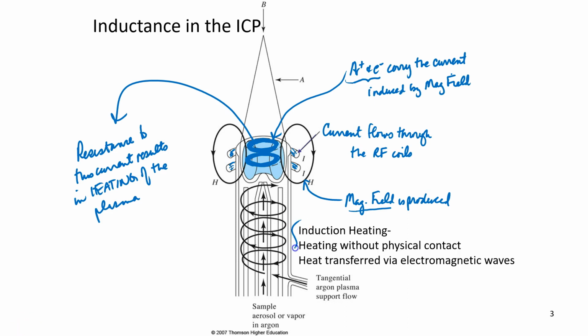Here's another definition that maybe I'll let you read about induction heating. Yes, it is heating without physical contact or heat being transferred through electromagnetic waves. I think those are also nice ways to think about it. But again, in this slide, I hope you got the process. Current flowed through that RF coil. A magnetic field was produced, which induced another current. The only thing there to carry it were the argon ions and electrons in the plasma. They start moving in this annular path, and resistance associated with this current resulted in heating.